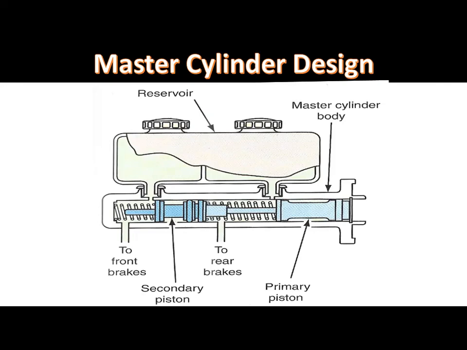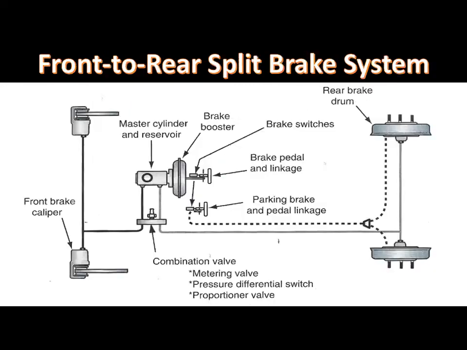Steel brake lines and brake hoses are connected from the master cylinder to the wheel cylinders or calipers. On rear-wheel drive vehicles, the primary piston outlet is connected to the front brakes and the secondary piston outlet is connected to the rear brakes. This is a front-rear split brake system.